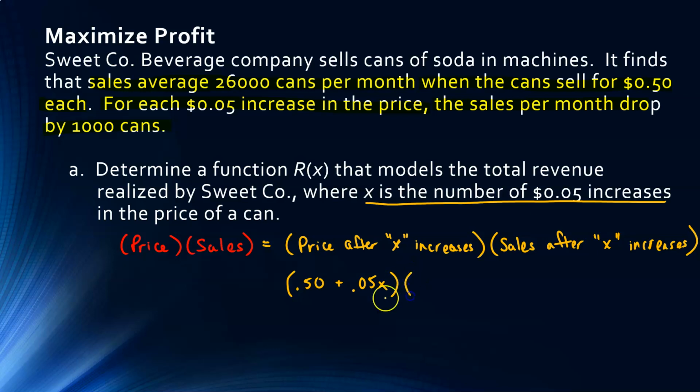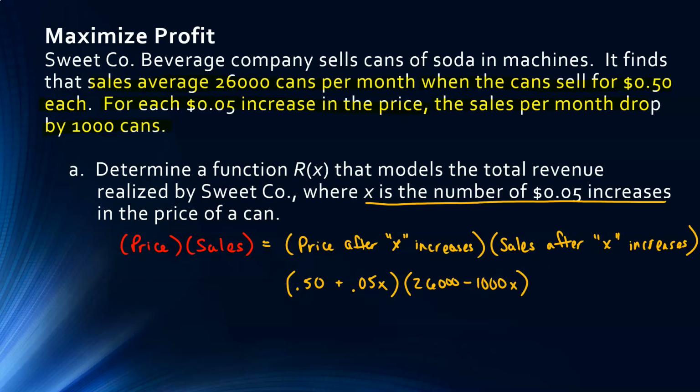Now let's look at how we can determine an expression for the sales after x increases. Currently, they sell about 26,000 cans per month. But what's going to happen is they're going to lose sales, because obviously, as it gets more expensive, people are going to decide it's not worth it. But at the same time, you're charging more, so even if fewer people are buying the cans of soda, since you're charging more, it's going to make up for that difference. And so we're going to lose 1,000 cans for each 5-cent increase.